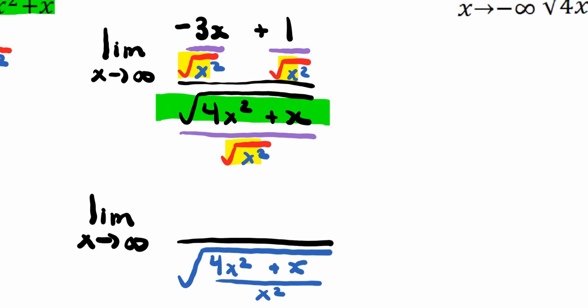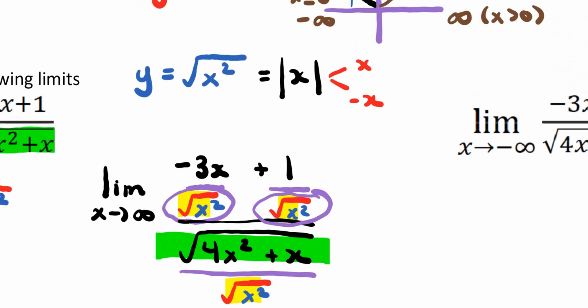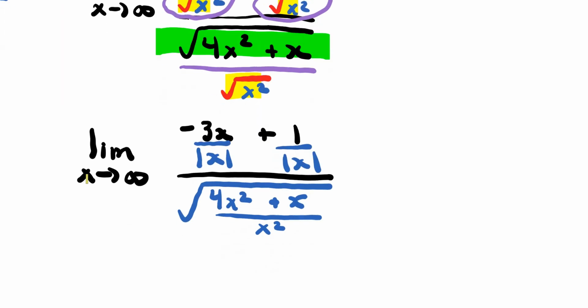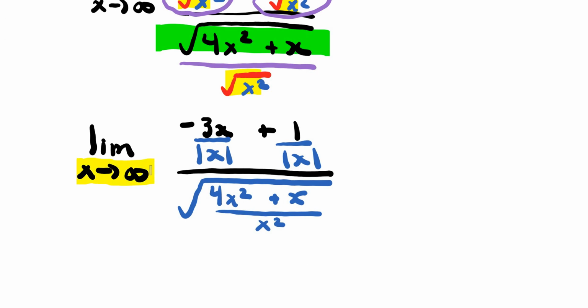And on the numerator, I have my negative 3x, and I have my plus 1. This is where I want you to maybe not write anything just yet, but I have the square root of x squared, and I have the square root of x squared. What I've already told students is that the square root of x squared is the same thing as the absolute value of x. So we know this is the absolute value of x, and this is the absolute value of x. But now we have to recognize that we're going to positive infinity, right?